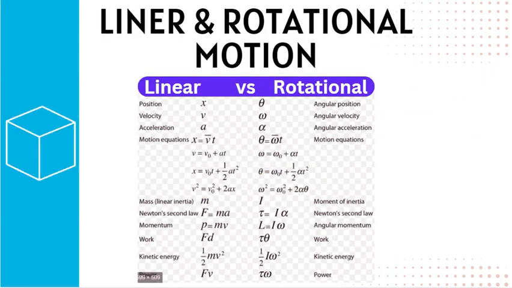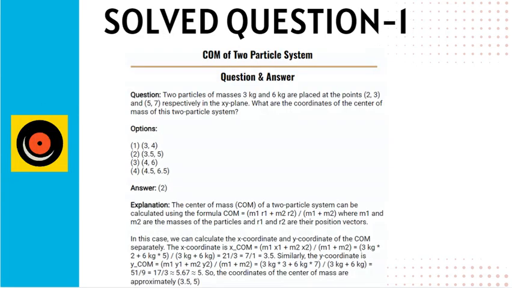There is a lot of similarity between linear motion and rotational motion. Displacement is compared to angular position, velocity to angular velocity, and acceleration to angular acceleration, mass with inertia, momentum with angular momentum, and so on. Let us try to solve some questions to understand the concept of rotational motion.